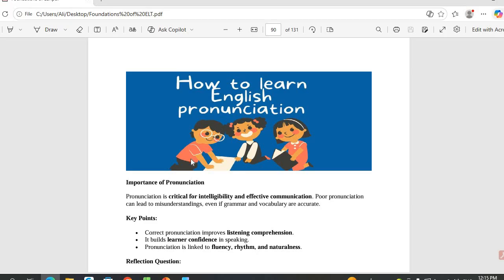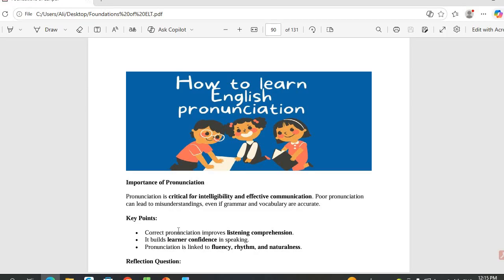And there is no separate section in the class for teaching pronunciation. It's a kind of demonstration of a good model for your students when you pronounce, or when you make sure that as a teacher your pronunciation is quite correct and effective for the students, and it sounds semi-native. So this is why pronunciation is critical for intelligibility and effective communication.